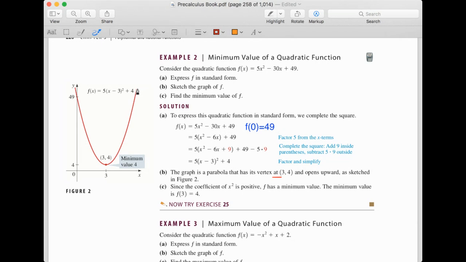And how do we find the minimum of f? So we want to find the minimum here. The minimum is the y value of the vertex, which is 4. The minimum value is 4. Right? It's f of 3. F of 3 is 4. So this is the minimum. The minimum means the y value is f of 3. F of 3 equals 4. Any questions?